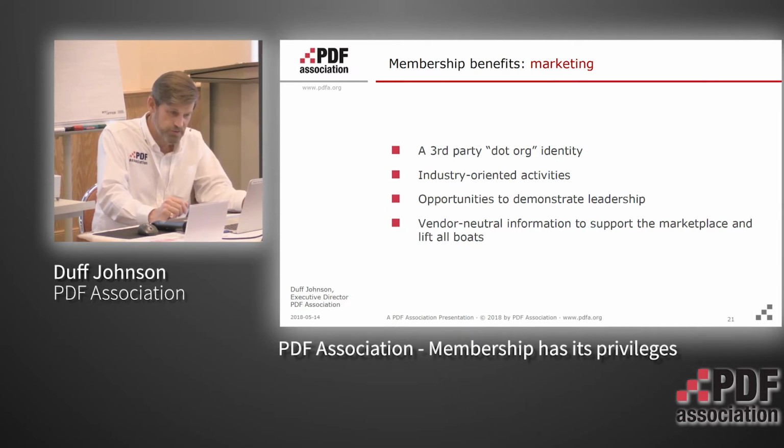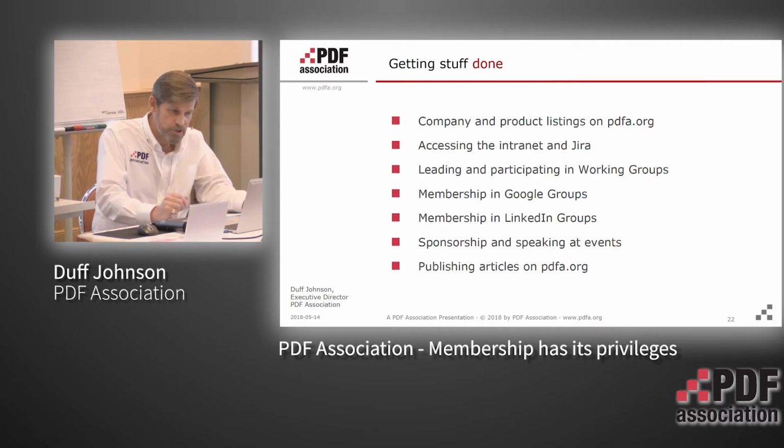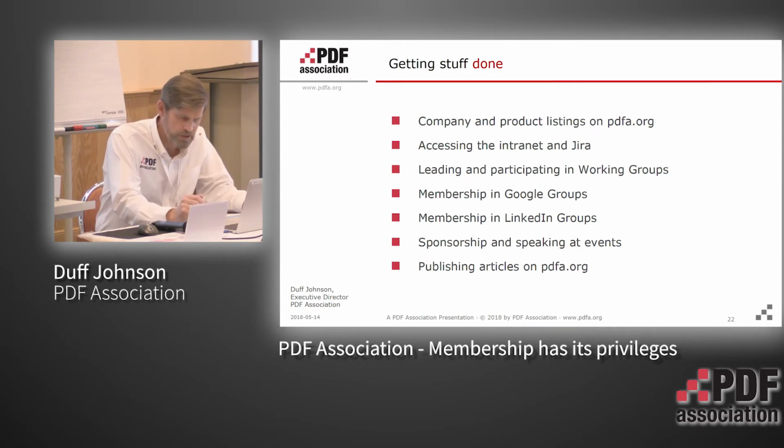So I've mentioned a couple of these other things here. So getting stuff done, how do you do these things? These are the various kinds of things you can do, or many of the things in association from a marketing point of view with the PDF Association. Company and product listings, I've mentioned that. The intranet and Jira, not so much marketing resources, not sure what they're doing in these slides.